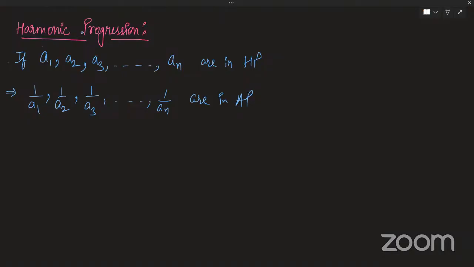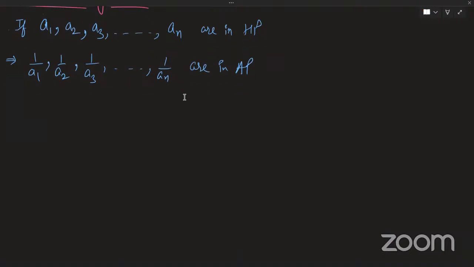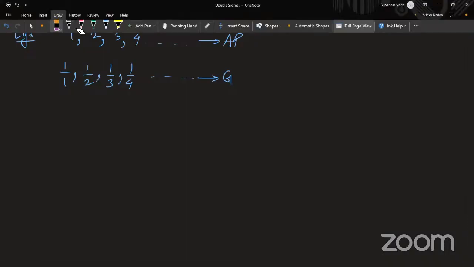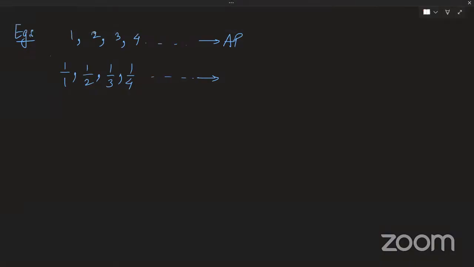You take an AP and then you just invert all these values. So for example, 1, 2, 3, 4 are in AP, right? So this would mean that 1 by 1, 1 by 2, 1 by 3, 1 by 4 is in, sorry, not GP, it is in HP, harmonic progression.